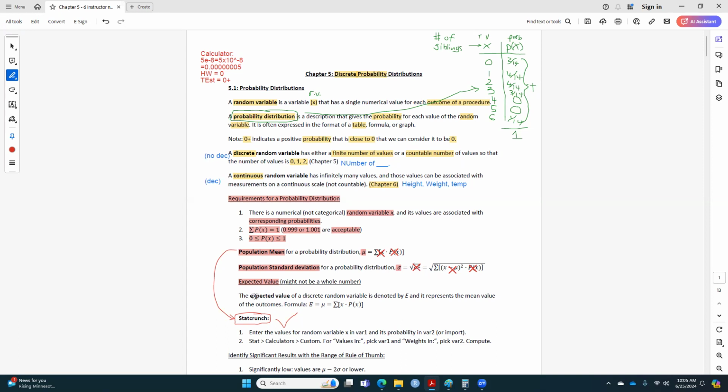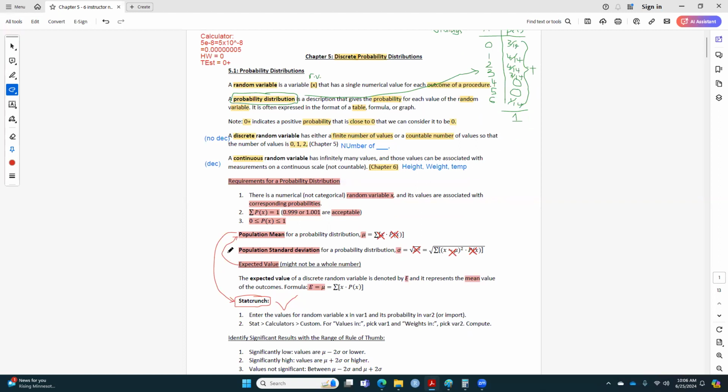So how do you find the expected value? Expected value is denoted by E. Expected value actually is the same as the population mean. Just want to point out to you, if a question asks you to find the expected value, it is the same as the population mean. If you find the population mean, that means you found the expected value.